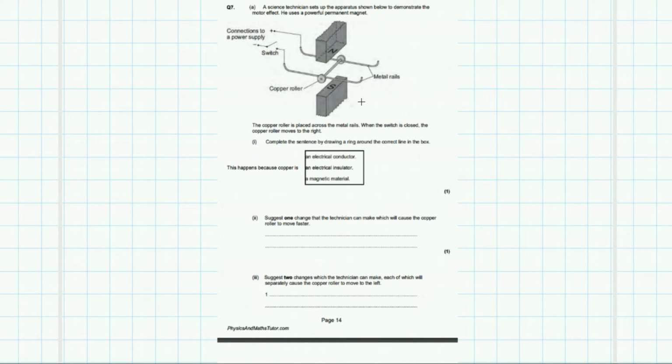Okay, question 7. A science technician sets up the apparatus below to demonstrate the motor effect. He uses a powerful permanent magnet. The copper wire is placed along the metal rails. When the switch is closed, the copper roller moves to the right. Complete the sentence by drawing a ring around the correct line in the box. This happens because the copper is an electrical conductor.